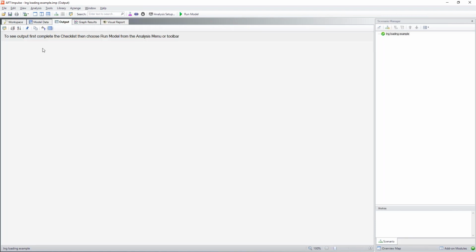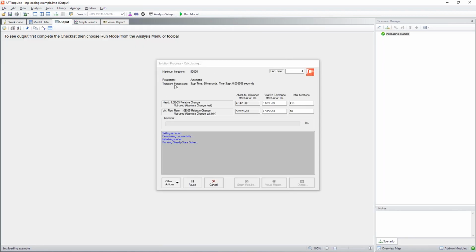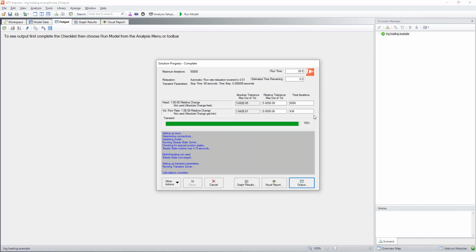And one of the things we'll point out here in the output, if we run our model real quick. This being the solution progress menu, you can see that it first came up with a steady state solution and said, in steady state, how does the system start? And then it will start using method of characteristics to see how the pressure waves propagate through the system after the events have occurred, such as your pump trips, etc. So now we have our output complete.